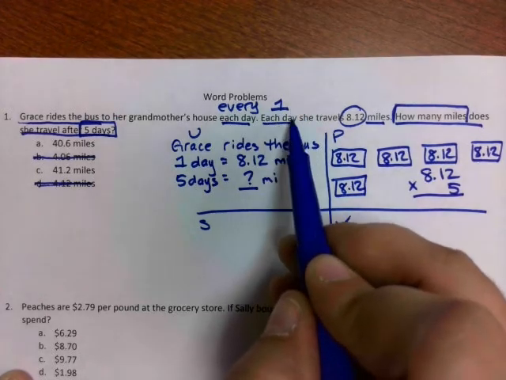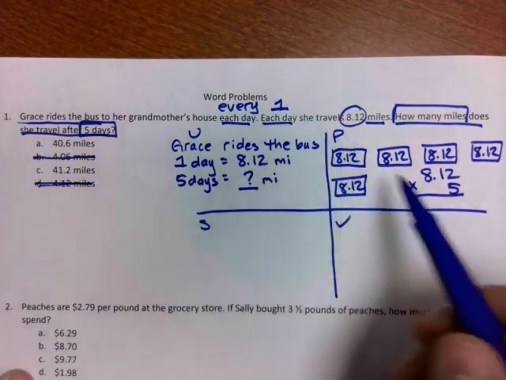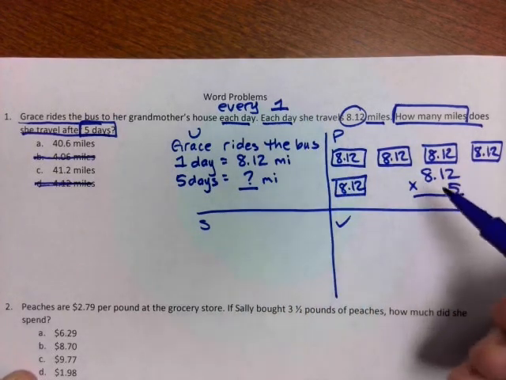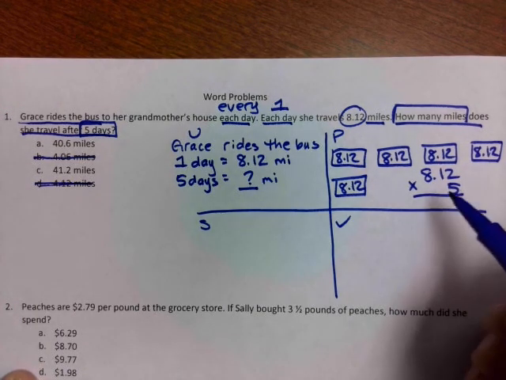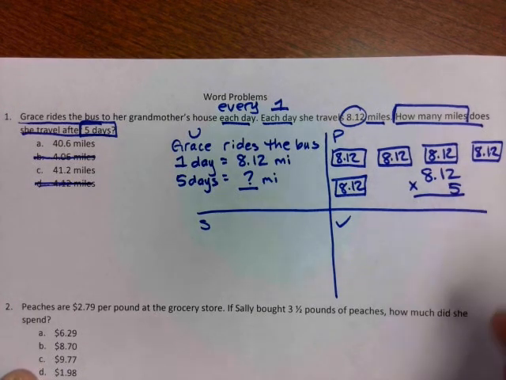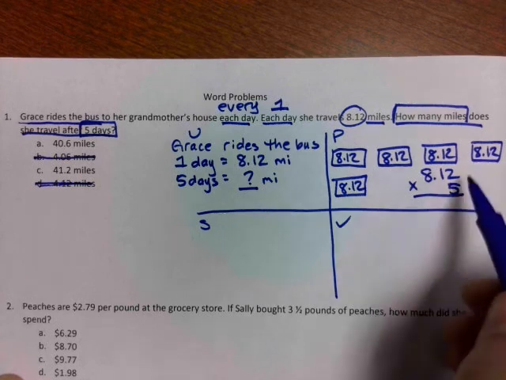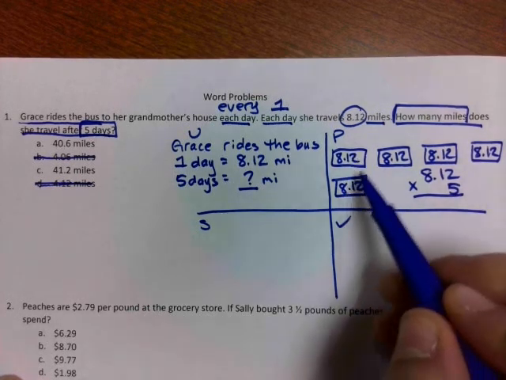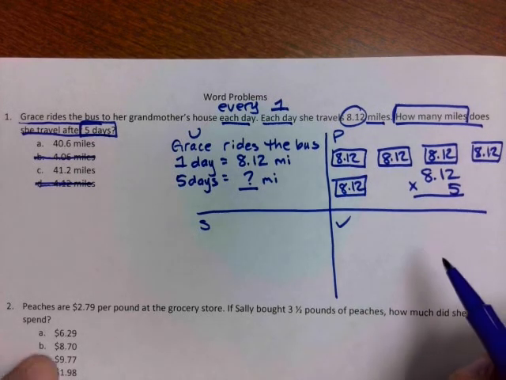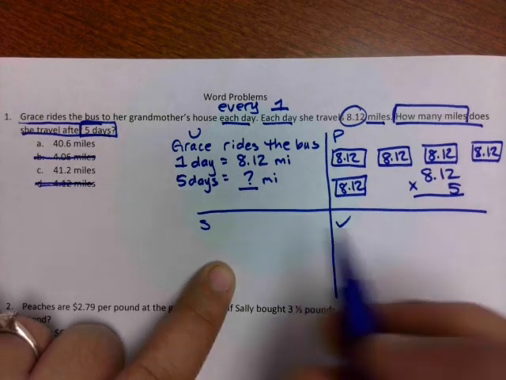Whenever you see each, it's a key word that most of the time does mean multiply. Every now and then it's going to mean divide, but in this case, and probably the majority of the time, each does mean to multiply. So that's what we're going to do to solve this problem. Again, we could have just added it 5 times as well. All right, let's go ahead and solve it over here in this section.